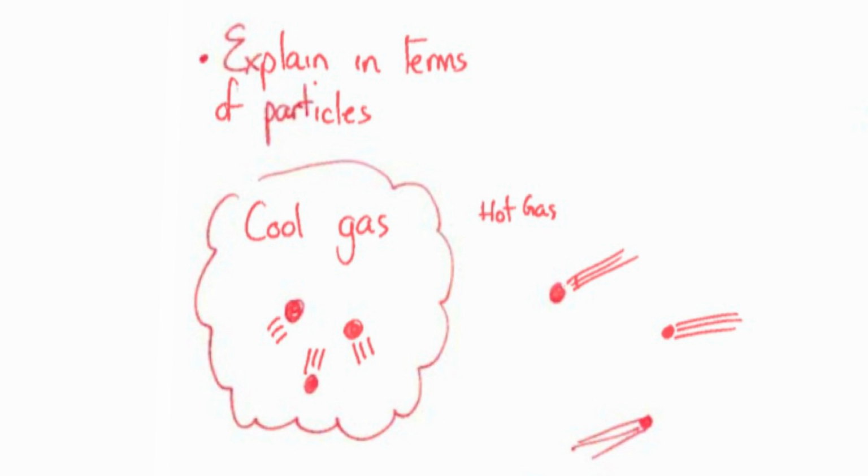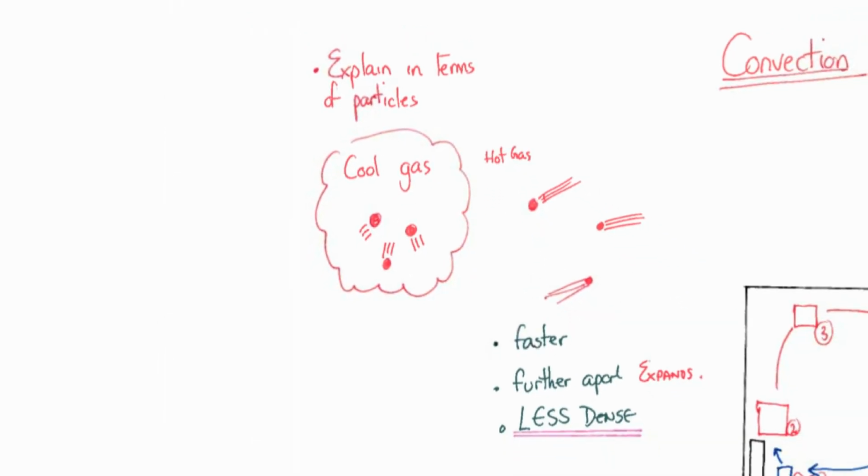You can see the cool gas is a small area, hot gas is the particles moving faster and they've spread out. You can see there it says particles faster, they're further apart. The gas expands, that's a good word to use. The gas expands and it becomes less dense.